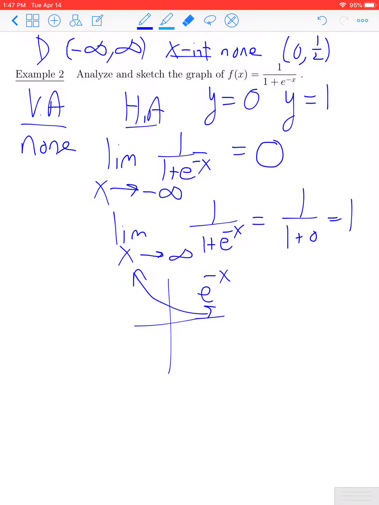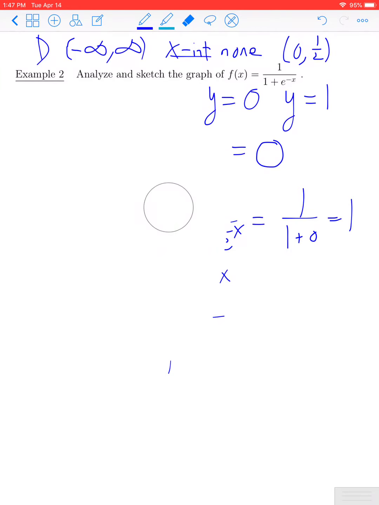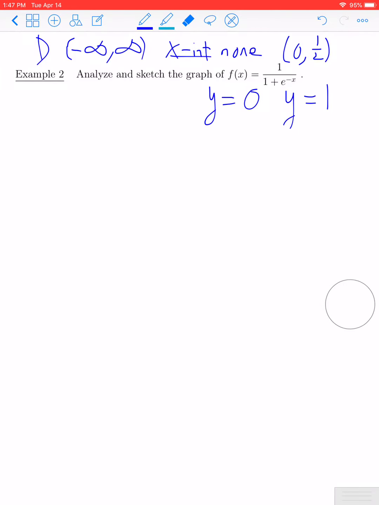Let's now go ahead and find intervals of increase and decrease. So we want the derivative. Many different ways you can approach this. I'm just going to use a straight up quotient rule. You could actually avoid the quotient rule if you wanted to. You could do a chain rule if you take the whole denominator to the negative first power. But it's not too bad.